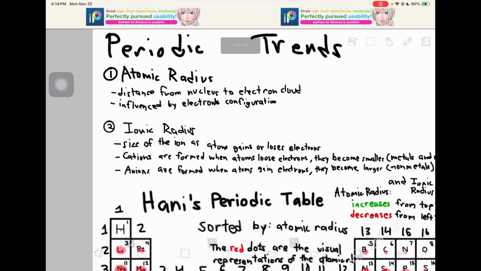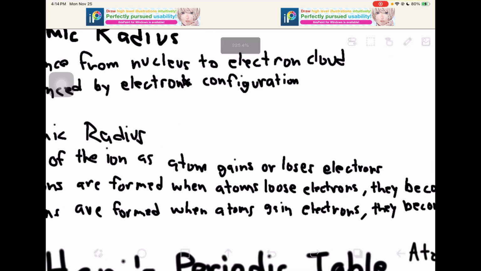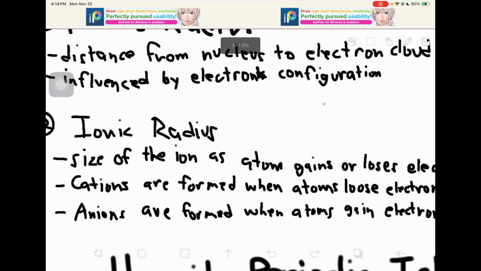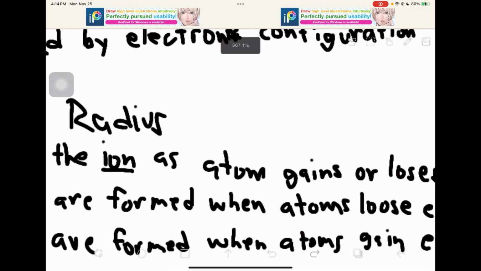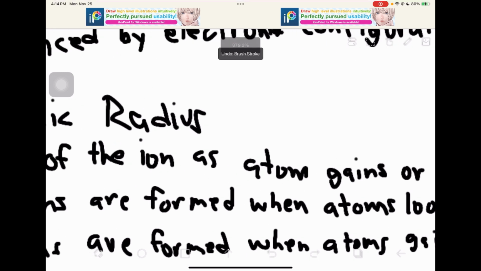Next is the ionic radius. It's basically the size of the ion as an atom gains or loses electrons. It's called an ion because atoms are always neutral. Once they're no longer neutral, they become an ion.